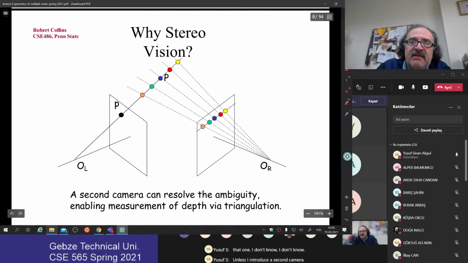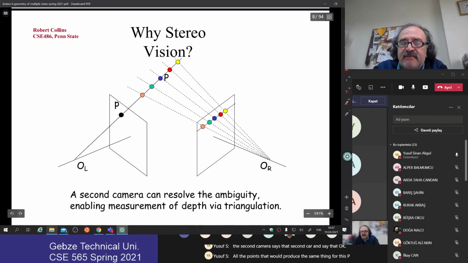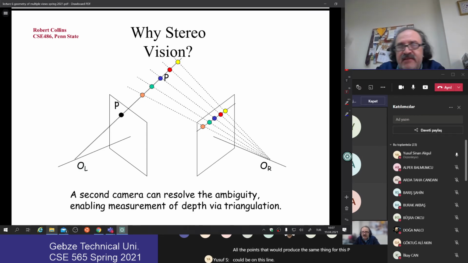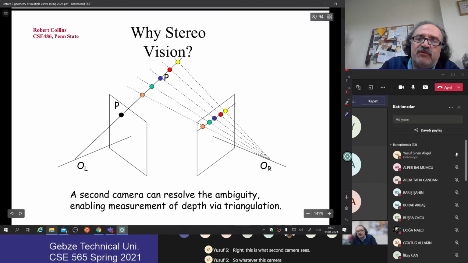The first camera says that any point on this one will be P. But the second camera says that, okay, all the points that would produce the same thing for this P could be on this line. It cannot be anywhere else, right? This is what the second camera sees. So whatever this camera cannot observe, this camera observes.